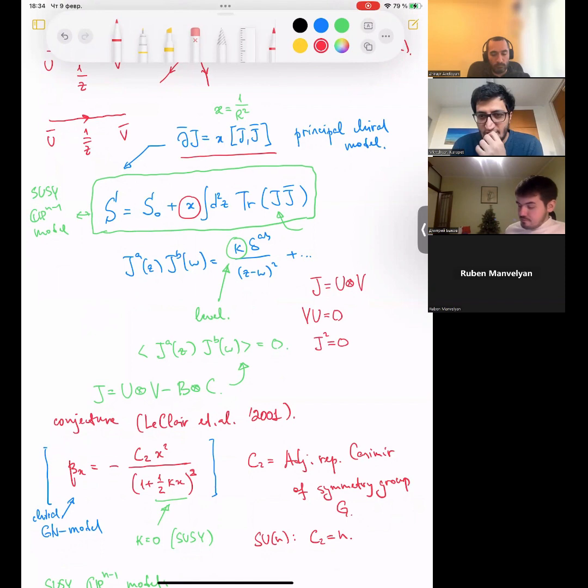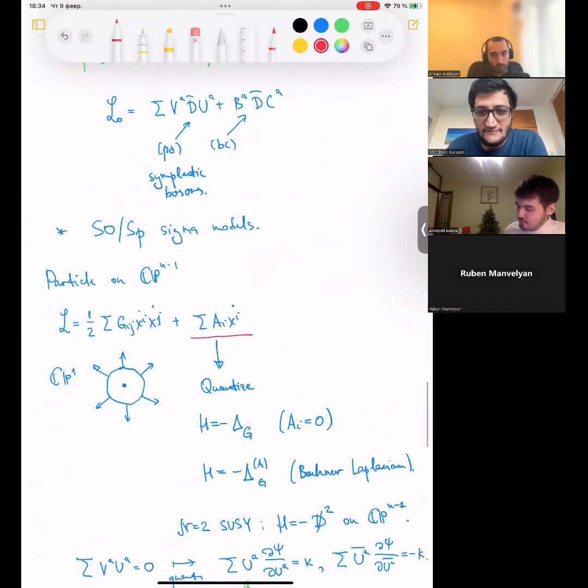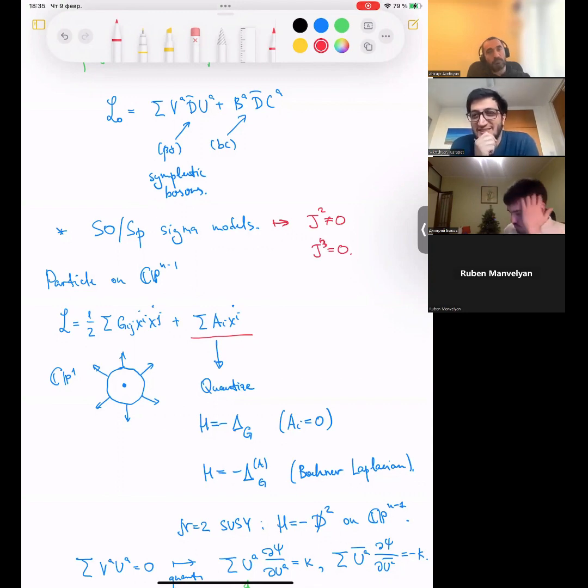By the way, this is why the relation to nilpotent orbits arises. I mean, these currents are 0 to some power. Some power of J is 0. But the funny thing is that, for example, I think in SOSP sigma models, you have cases where J squared is non-zero, but J cubed is 0. So in principle, you could add something with J squared to the Lagrangian. Yes, so maybe it's possible.